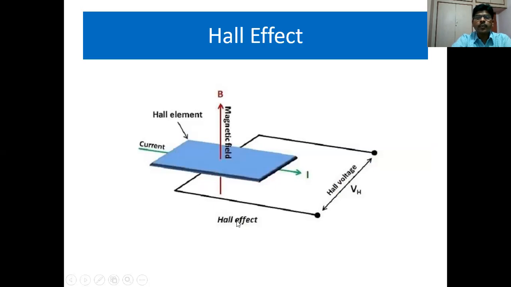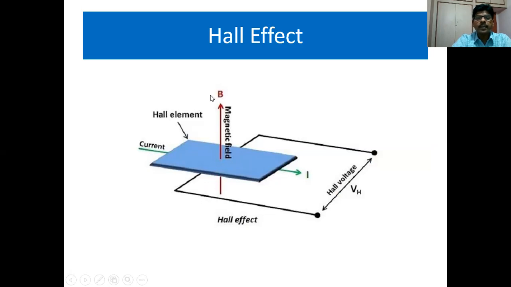Now this diagram over here shows the circuit diagram for Hall effect. This is the Hall element, a material. It could be a conductor or a semiconductor. And this is the direction of the current flow. This circuit will have a battery in it, so only then a current will start flowing.